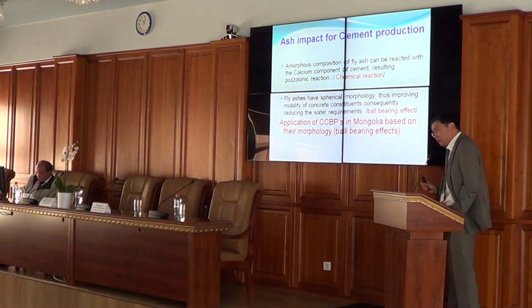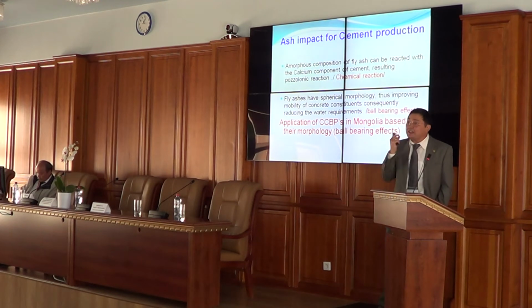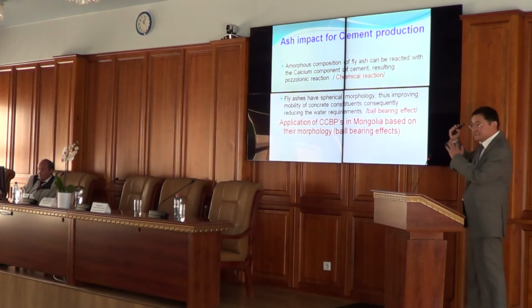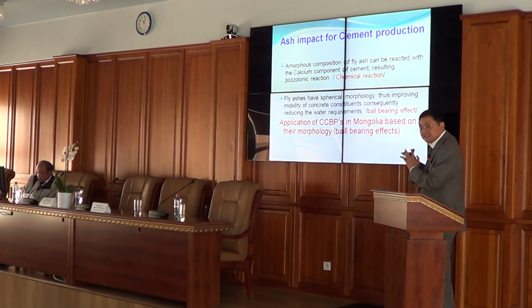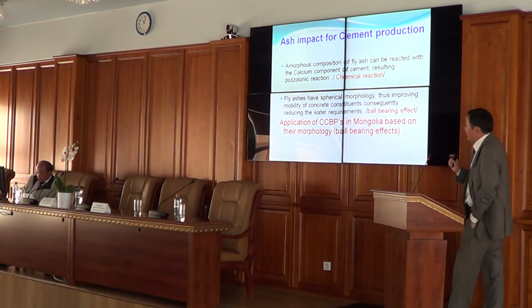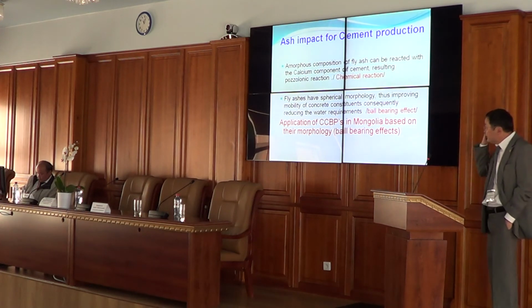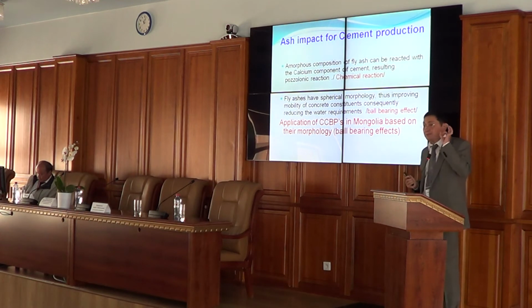Then, ash impact. Why are we using ash in cement? Because fly ash consists of aluminum silicates. It may also contain calcium, and then it can be a source of chemicals. If we mix it with calcium hydroxide, there is a pozzolanic reaction, so it is a source of chemical raw material. Another reason we use fly ash for concrete or cement: fly ash has spherical morphology.